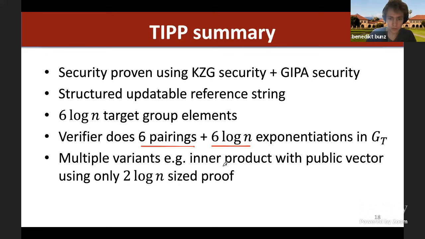And we use multiple variants of TIPP. For example, sometimes you don't want to commit to 2 vectors of group elements, but just 1 vector of group elements, and have an inner product with, say, a public vector of values, and so on and so forth. And for that, we have a 2 log n. So in some of these variants, we have even shorter proofs. But the nice thing, again, using GIPA, is that it's very simple to instantiate all of these different variants, and immediately have security proofs for them.